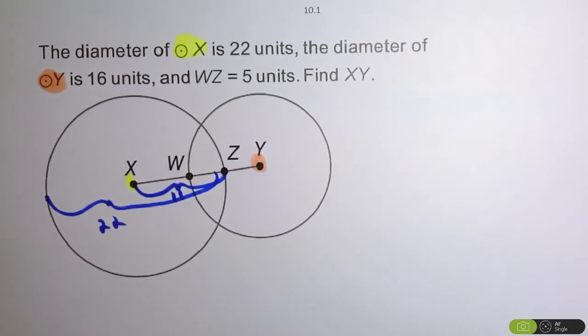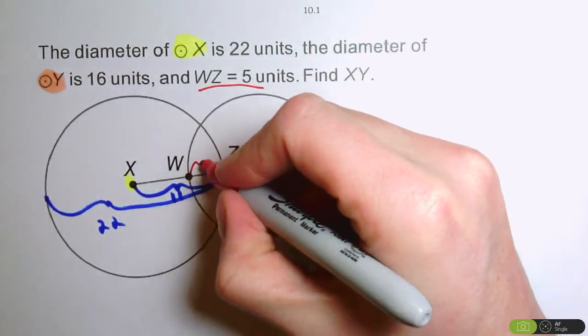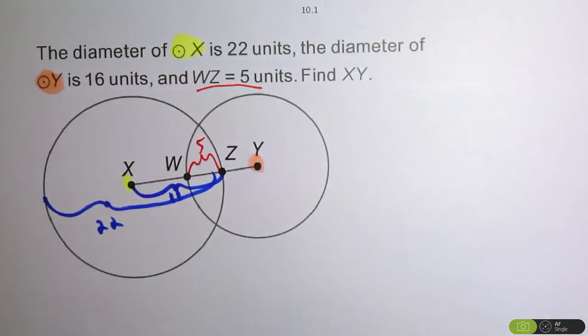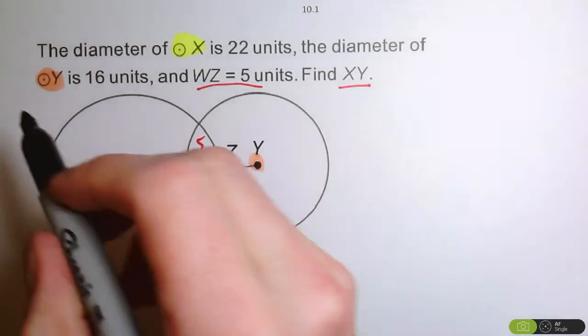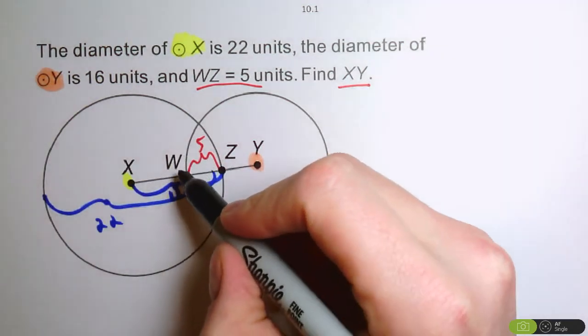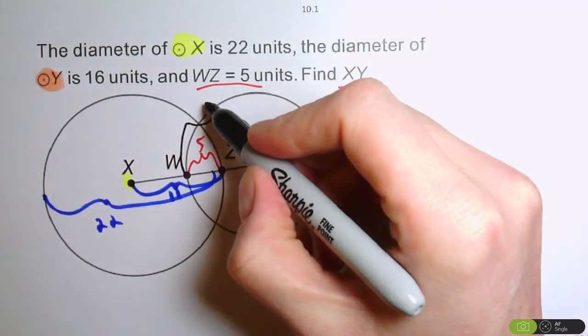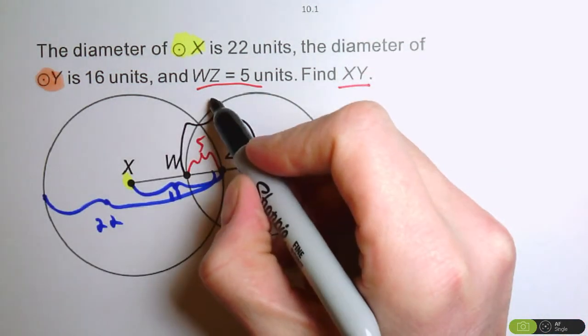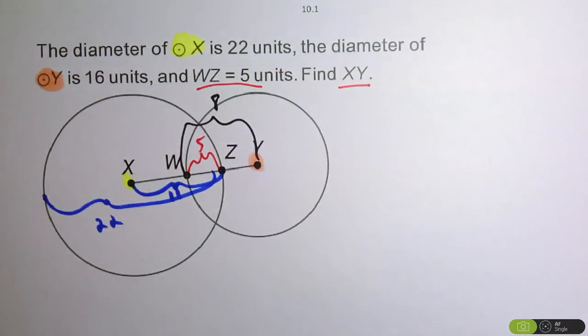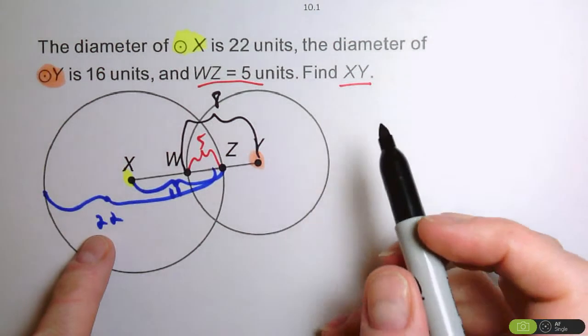WZ is given to us. It is 5 units. The question is, what is XY? Oh, we left out one more part too. The diameter of circle Y is 16 units. Whoops, got a lot of drawing here. Well, the diameter of circle Y is 16, so the radius, which is what YW is, has to be 8. So the question is, what is the length of XY?